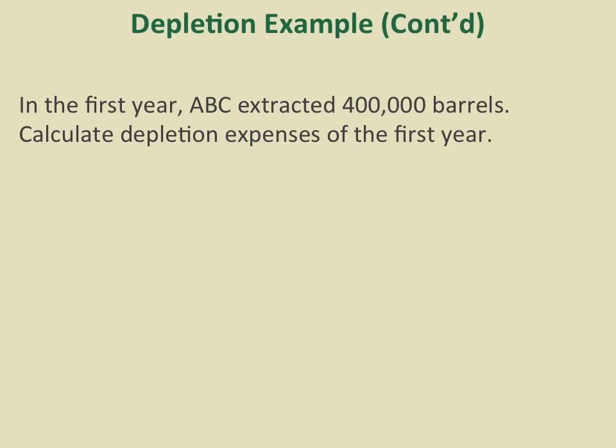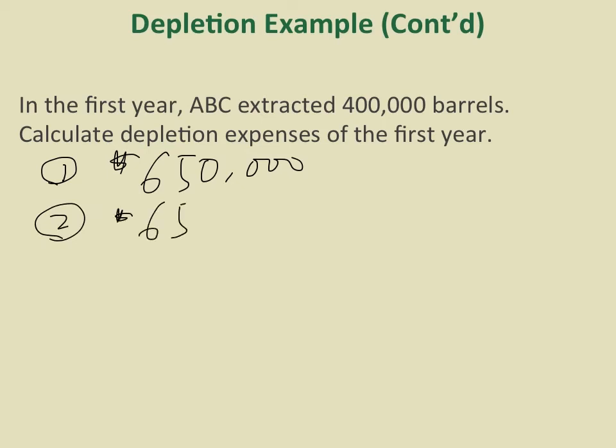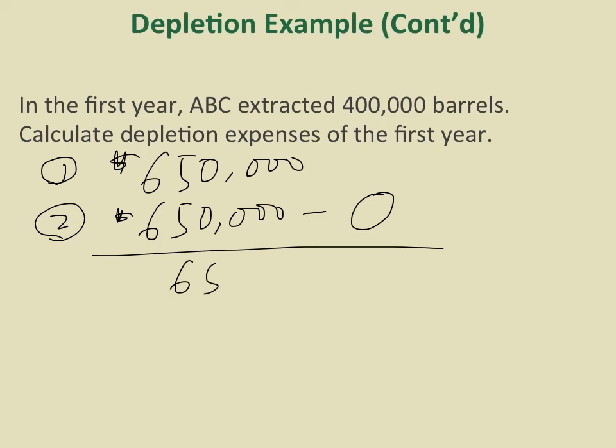Now, we're going to go through those 3 steps together. In the first step, we know that the depletion base is $650,000. Second, we're going to calculate depletion rate per unit. We're going to use the depletion base, $650,000, minus salvage value. Here, salvage value is 0, divided by total units available, estimated one, which is 650,000 barrels of oil. So we get this depletion rate is $1 per barrel.